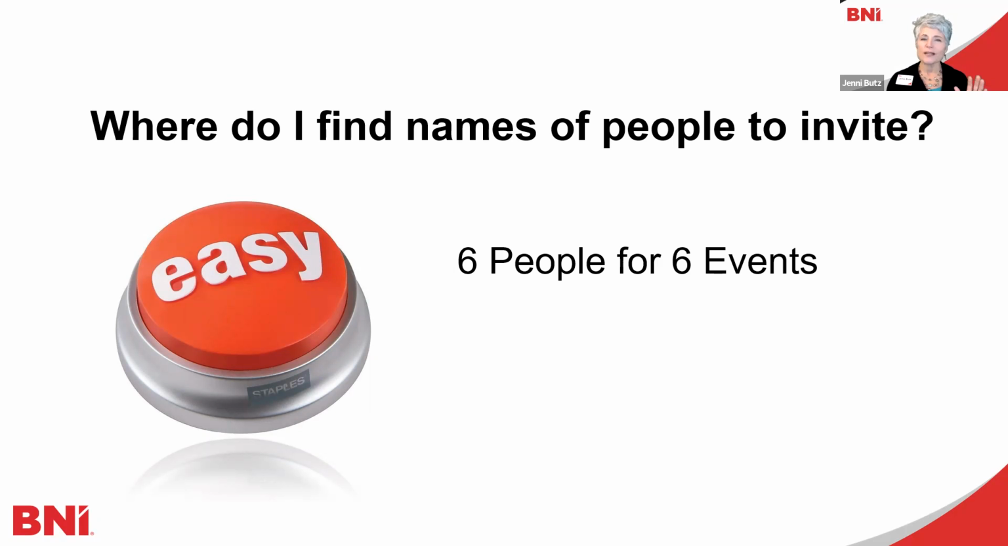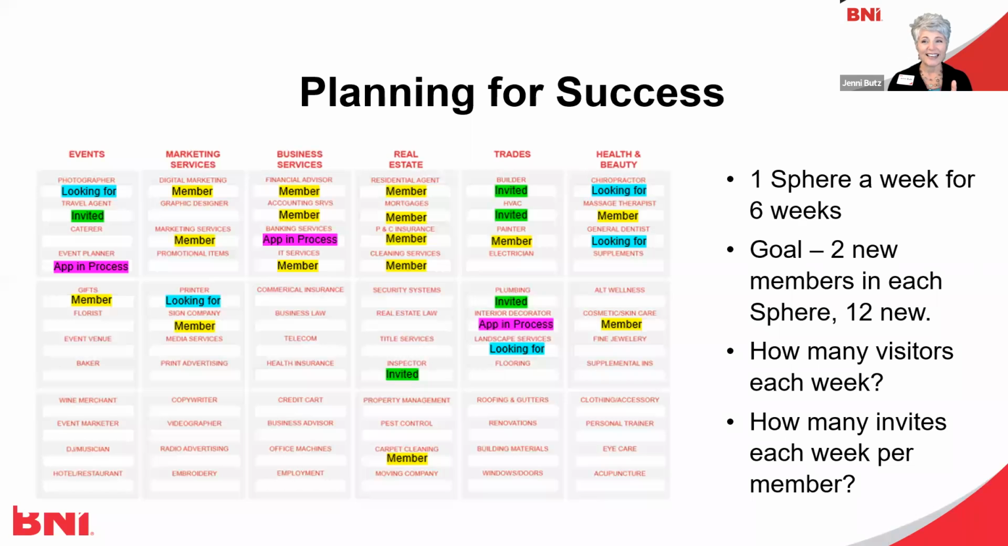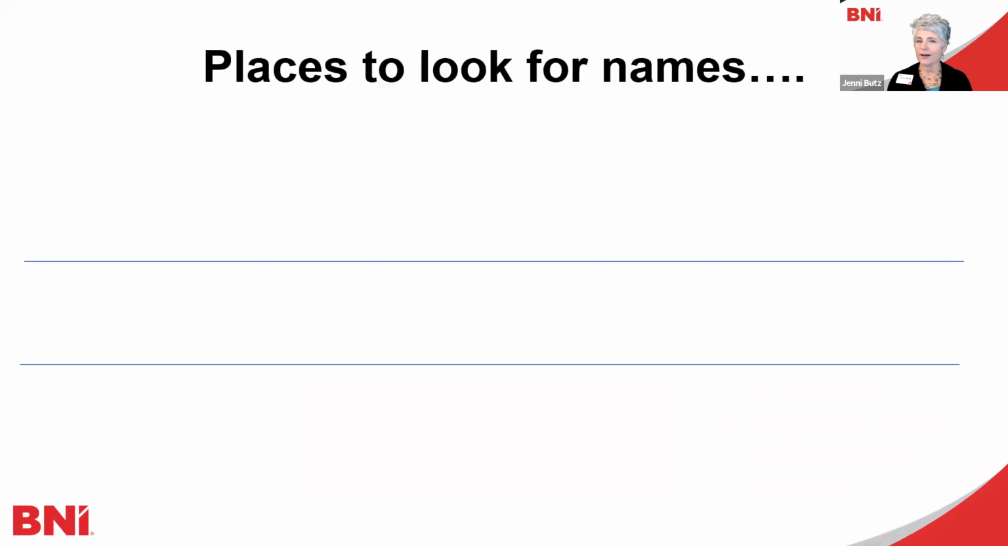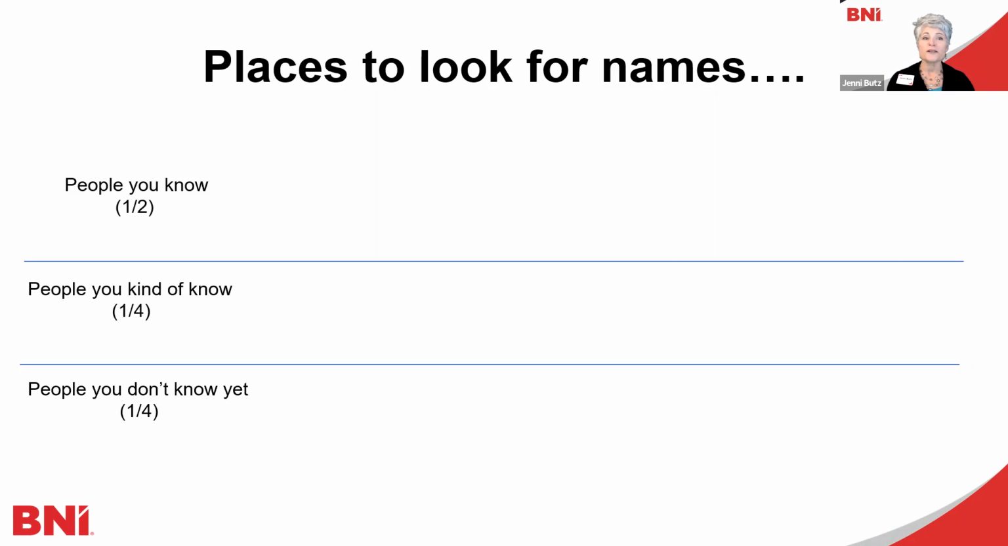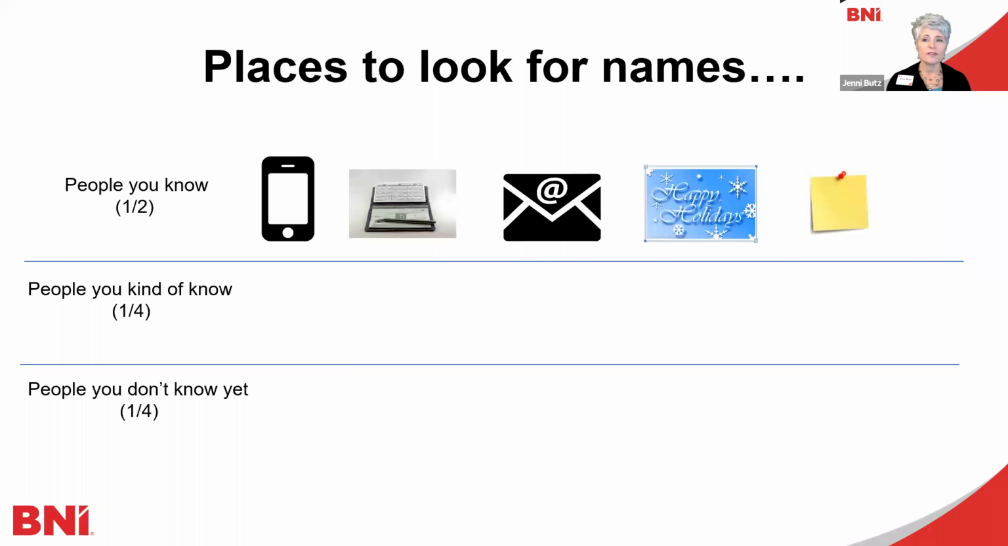And it won't take too long to identify those people because you have the list of professions that you're already targeting, remember, on your scorecard. Now let's take a deep dive into where you can find these people to invite. We'll start by dividing all the people possible into 3 categories: the people you know, the people you kind of know, and people you just haven't met yet. And to make it easy, what if we took 2 people from each of these categories for each of your events? So let's start brainstorming places you can start looking for people in each of these categories.